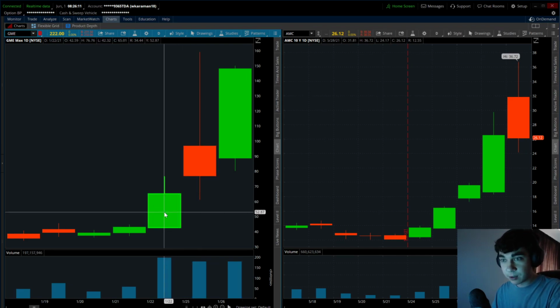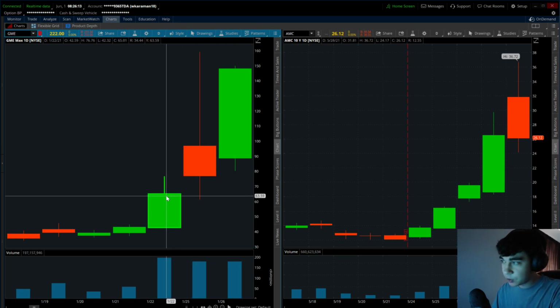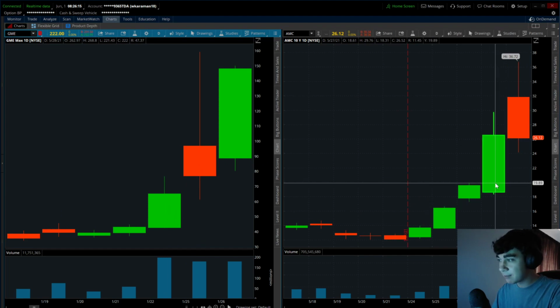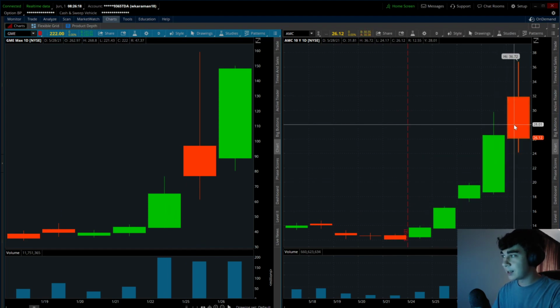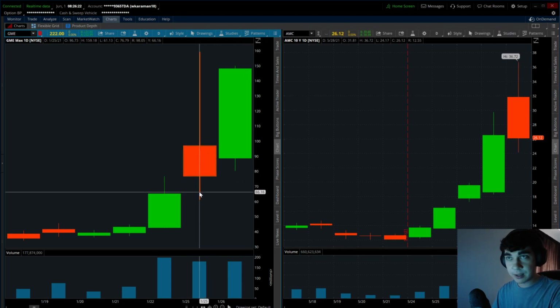because pay attention to the volume. Look at the volume on GME, 200 million. Look at the volume on AMC, 700 million. Next day, it almost reaches for new highs on the volume. Same thing with GameStop, almost reaches for new highs on the volume.